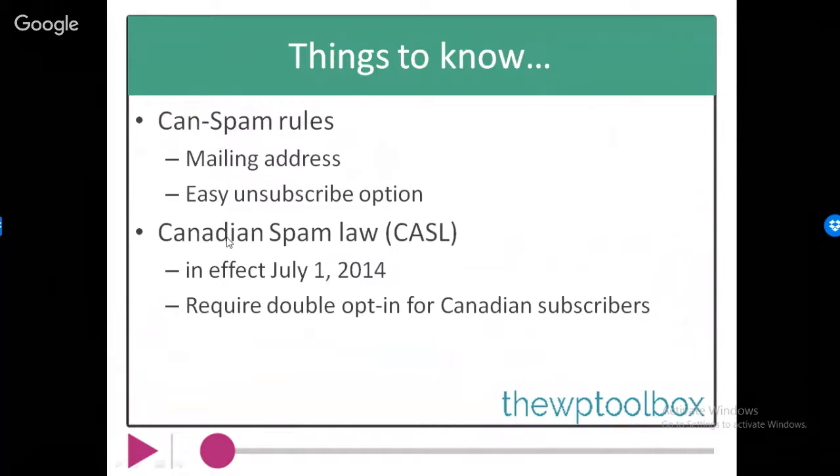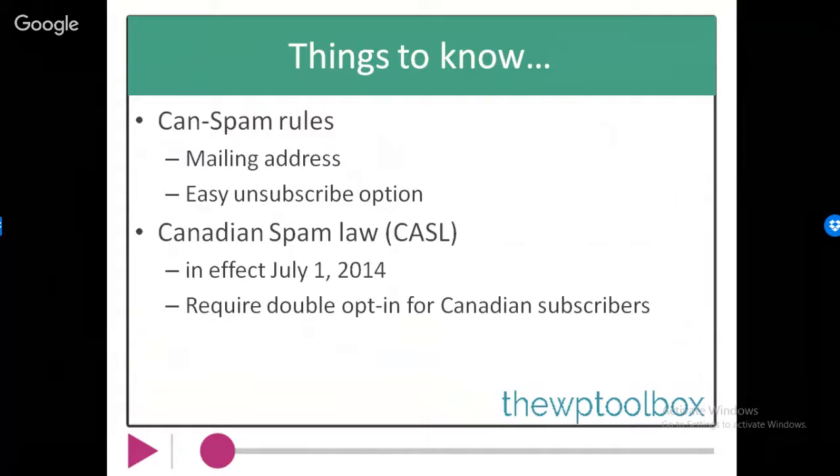Okay. And then in addition to the US CAN-SPAM rules, there's some Canadian spam laws that went into effect in 2014, and I always mention these too. I don't know all of the rules. I don't remember them. They're very similar to the US CAN-SPAM stuff, but the biggest thing that I always talk about with this is that it requires a double opt-in for Canadian subscribers. So if there's a chance that somebody that lives in Canada could decide to sign up for your list, you have to have a double opt-in for them.